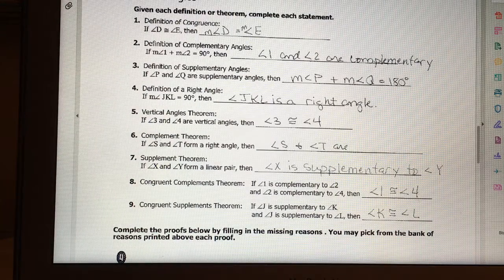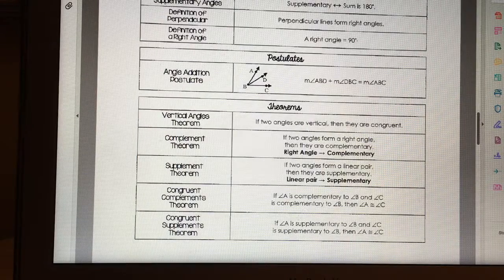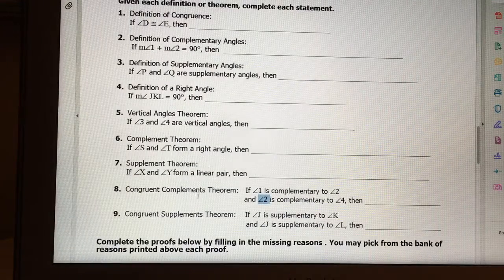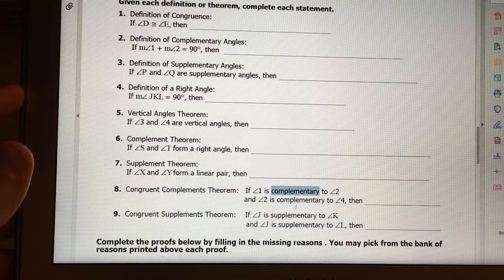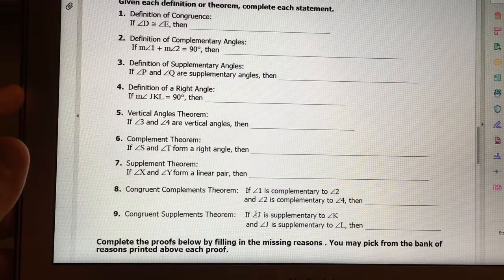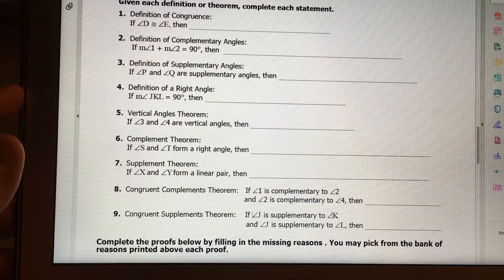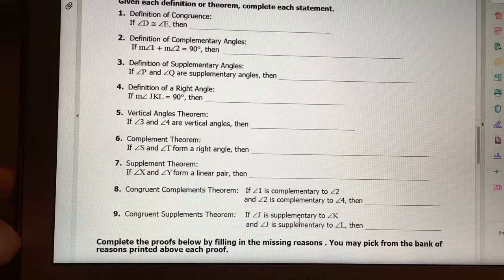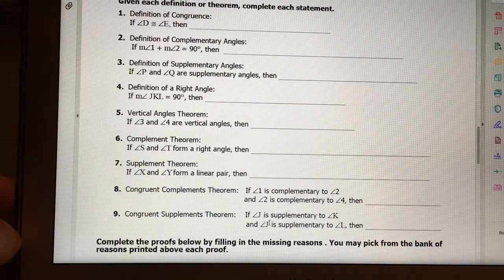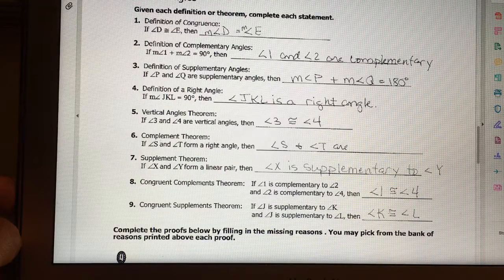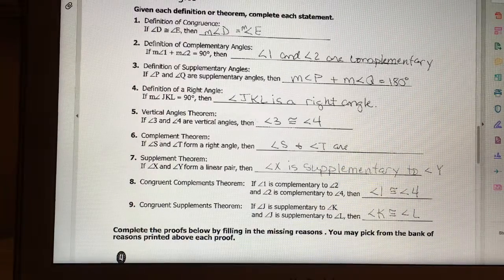And then number 9, we're using the congruent supplements theorem, which is pretty much the same thing as the complements theorem, but instead of saying complementary, they say supplementary. So angle J is supplementary to angle K, and angle J is supplementary to angle L. So if two different angles are both supplementary with the same angle, then those two angles, K and L, must be congruent. So angle K is congruent to angle L.